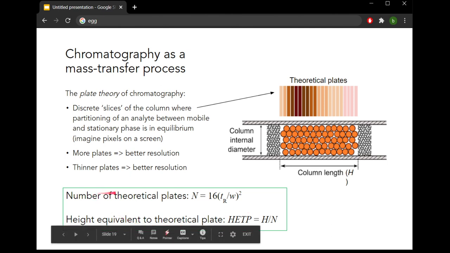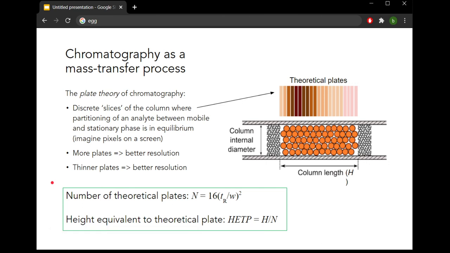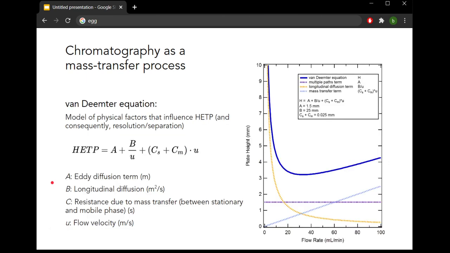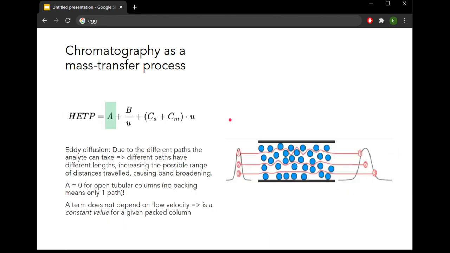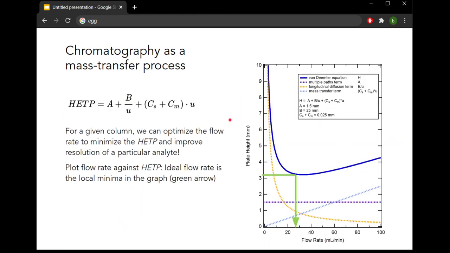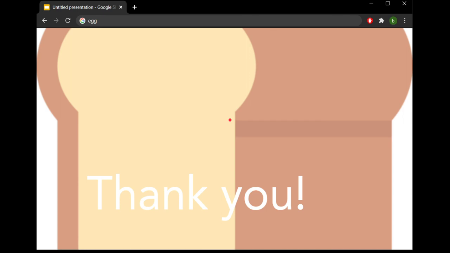We also took a look at theoretical plates, what they mean, like the sort of pixels in chromatography, how we calculate them, as well as how we can optimize them through the Van Deemter equation, looking at analyte separation based on flow rate. So that's basically all we'll be covering for today.